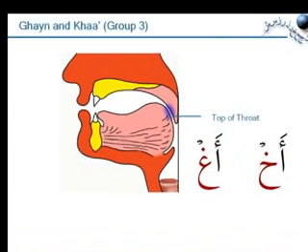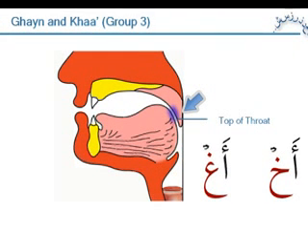The top of the throat then is the letter kha and ghain. So we've got them in red here because they are the heavier letters. So the first one with sakin would be akh, akh, and you have to sometimes overemphasize this. And then we have the ghain, which would be agh, agh. So we have akh and agh.